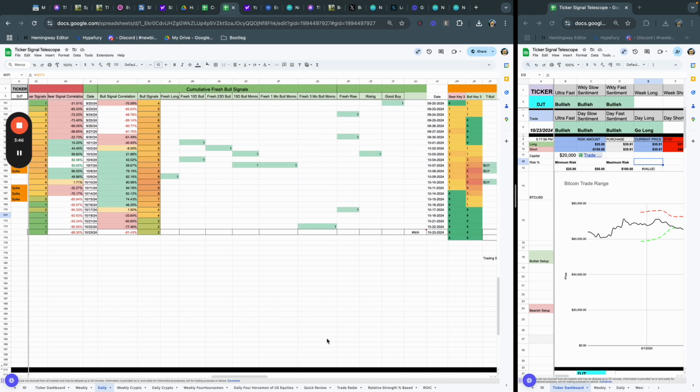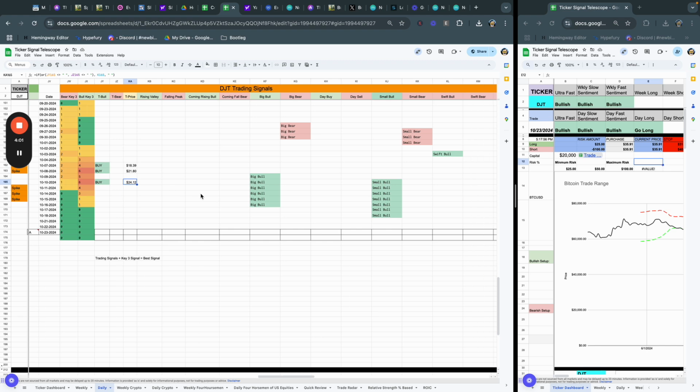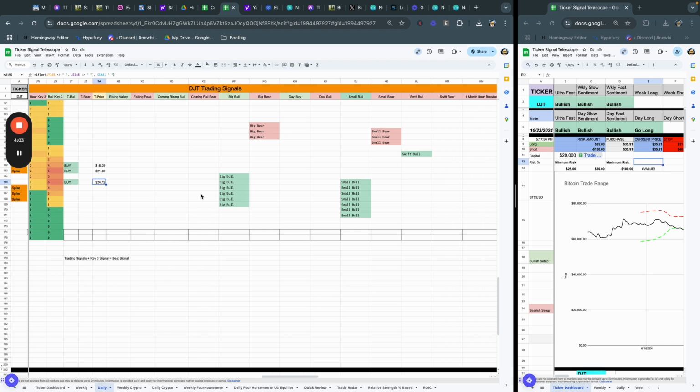There is mean reversion. Now, if we look at the overall trading signals here, I will say I'm quite impressed by the fact that this thing did push out some buy signals on the 7th. Again, we call out that $18.39. It pushed out another buy signal on the 8th when it was at $21, and another buy signal on the 10th here at $24. Those were all great signals to buy. I wish I would have bought them myself.